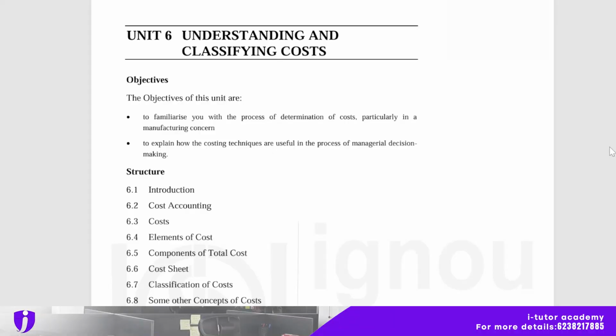In today's session, we will start with Unit 6, MBC 004, Understanding and Classifying Cost. Objectives of this unit are to familiarize you with the process of determination of cost, particularly in a manufacturing concern, to explain how the costing techniques are useful in the process of managerial decision making.